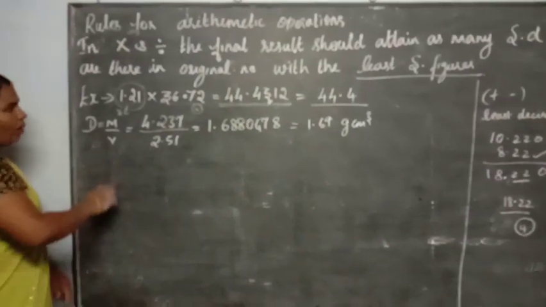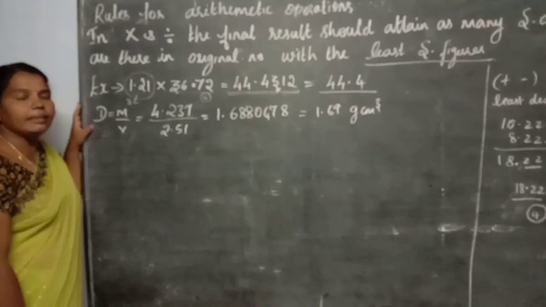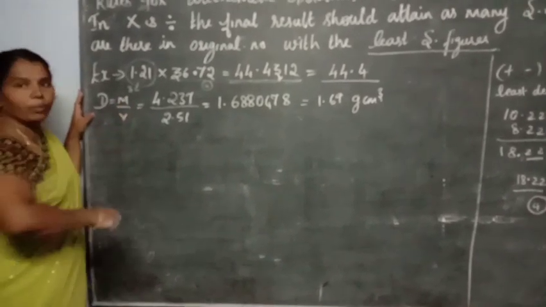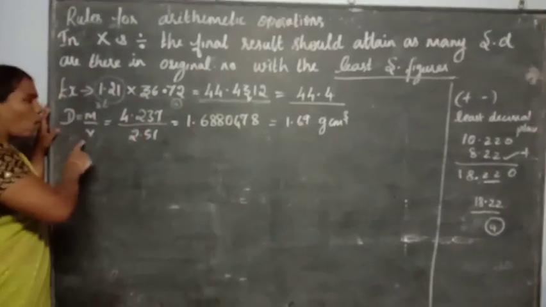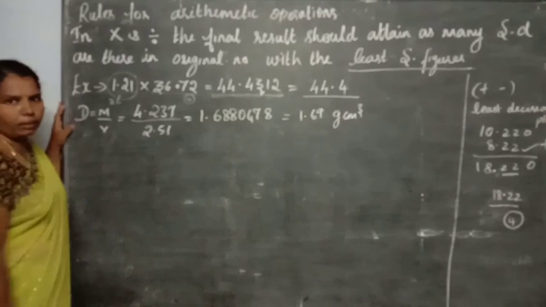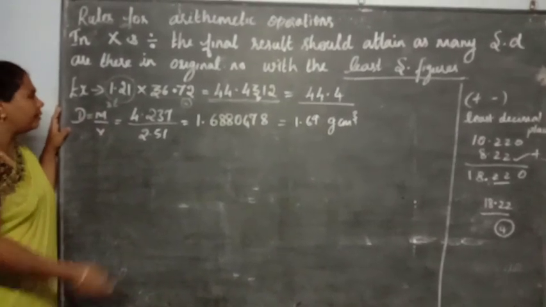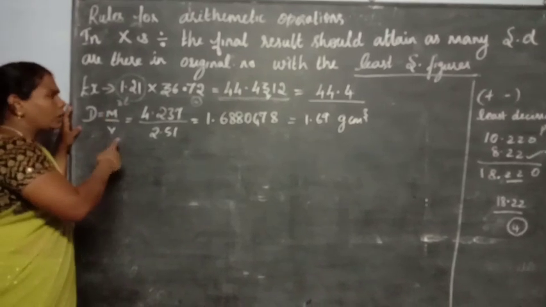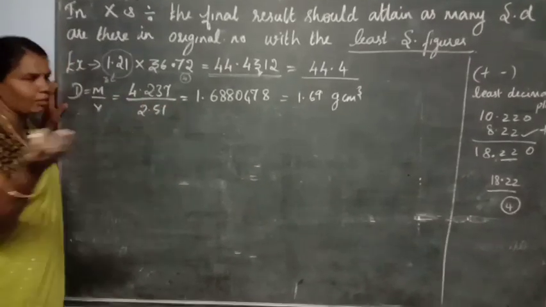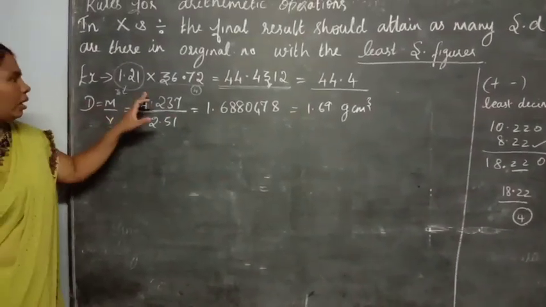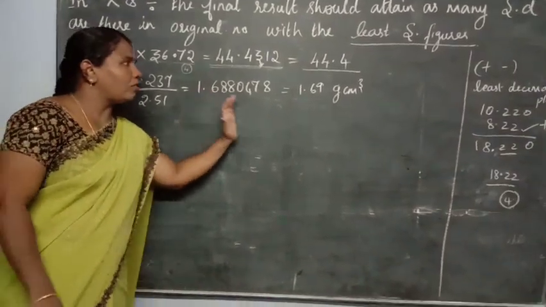Okay, see, another one is division. What is the formula for density? Density is equal to mass by volume. They are giving some values. The mass is 4.237 gram and the volume is 2.51 centimeter. Therefore, what is the density? They are asking one problem. What is the formula? Mass by volume. So if you divide these two values, I am giving some examples for division. Just divide 4.237 by 2.51, put it in your calculator, and you get the answer.